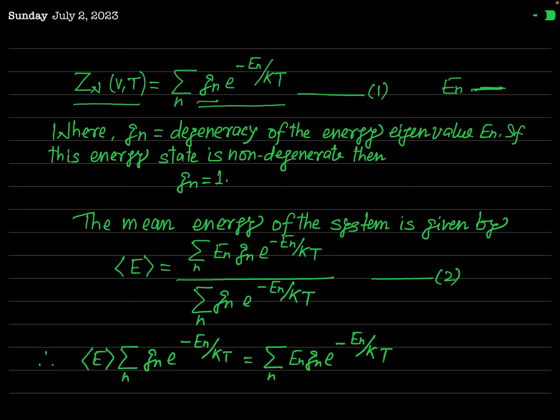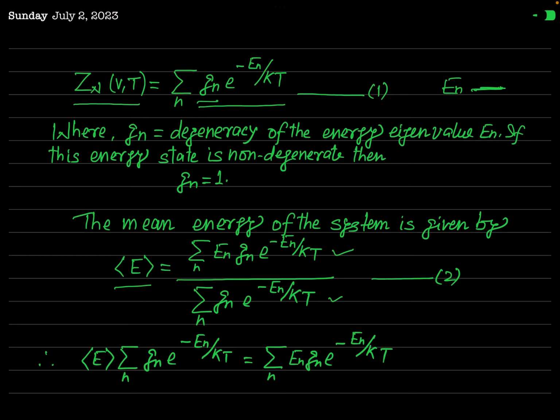And you know how the mean energy of a system is defined. If you want to define the mean energy of the system, then you can use this result: summation over n of En Gn e to the power minus En by kT, divided by summation over n of Gn e to the power minus En by kT.